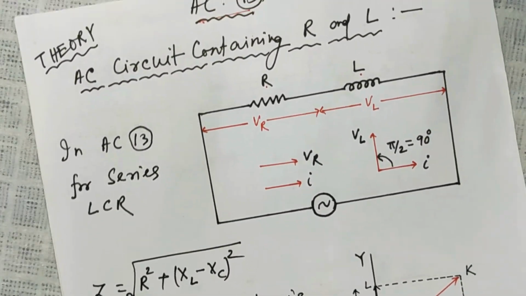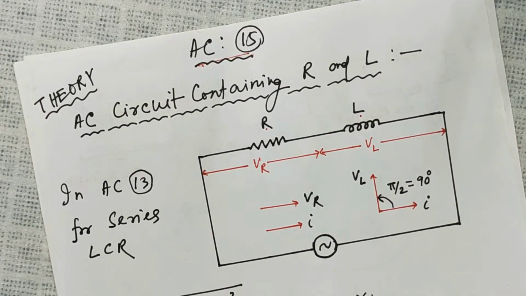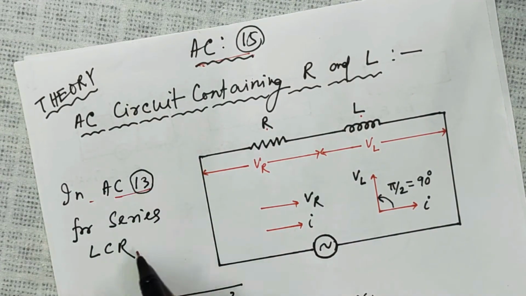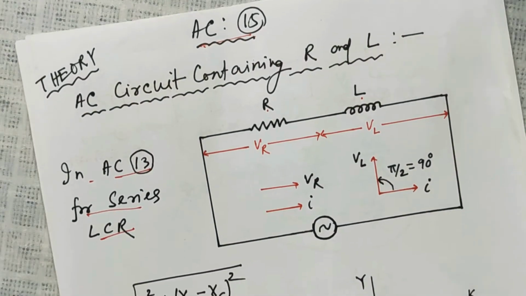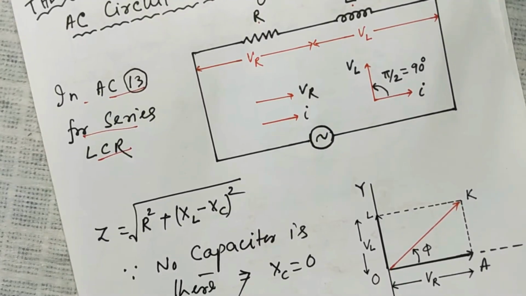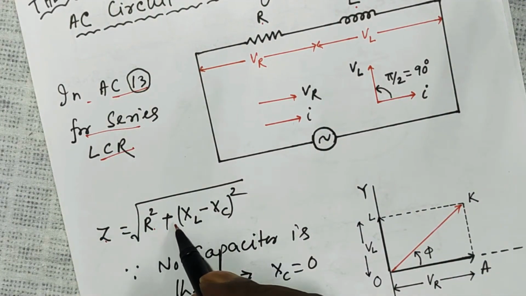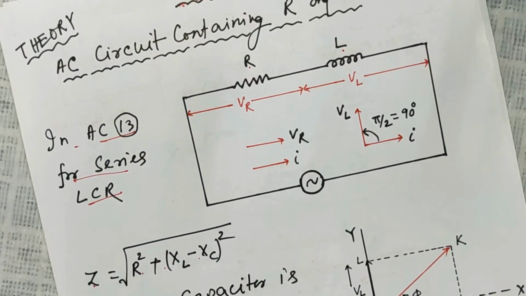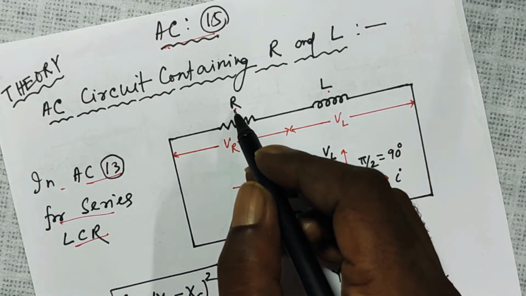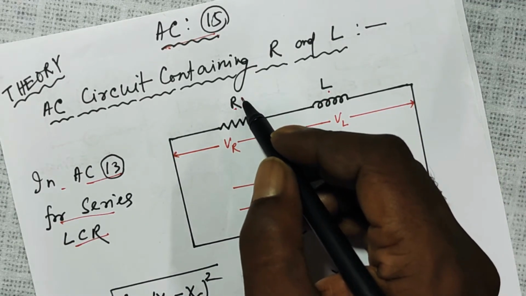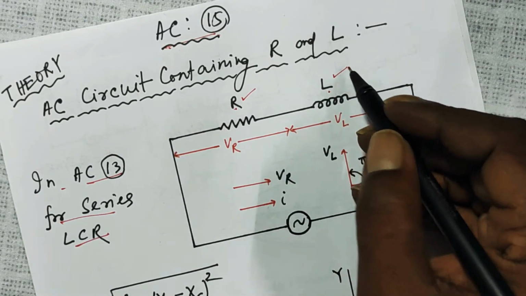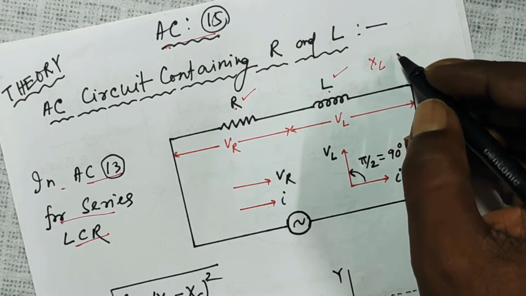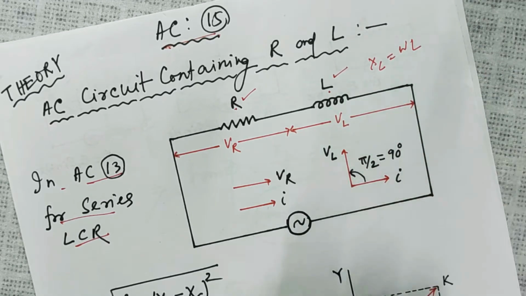So let us begin. In AC 13, where we discussed series LCR circuit, the impedance was found out to be Z equal to square root of R square plus (XL minus XC) square. But in this case, we don't have a capacitor. We have only R and L. The resistance offered by this is R. The resistance offered by this is equal to XL, that is equal to omega L, called inductive reactance.